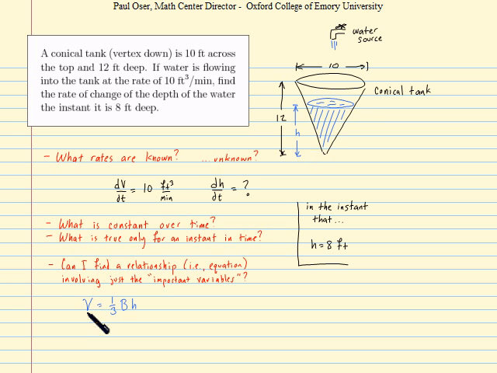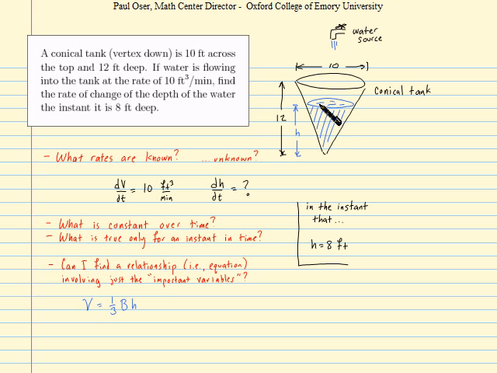Now, we have an equation that does indeed involve V's and H's, but not only V's and H's. It also involves this B, and this B is not a constant. This B is changing over time. As water fills the tank, this circle rises and gets larger. So I need to get rid of this B.